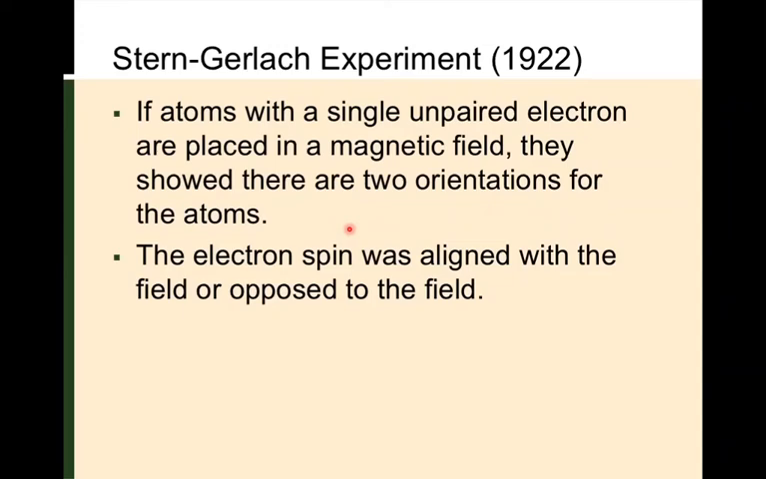So 1922 was when it happened, so it was quite a long time ago, almost 100 years ago. If atoms with a single unpaired electron are placed in a magnetic field, they showed there are 2 orientations for the atoms. The electron spin was aligned with the field or opposed to the field. So what is an unpaired electron?